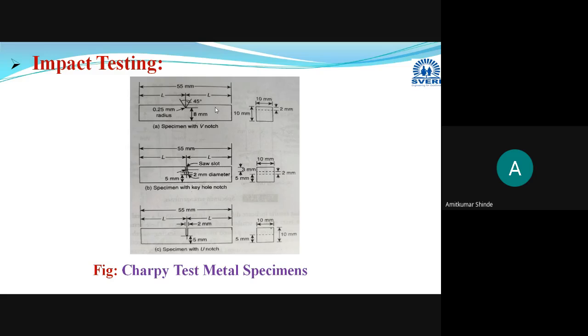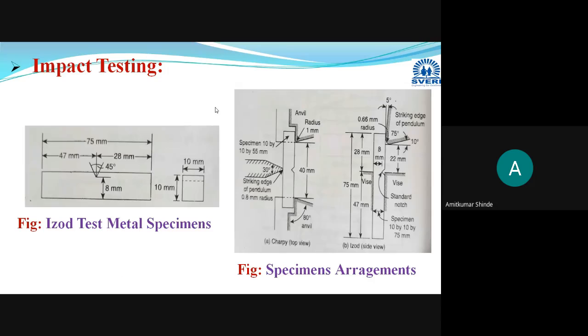This is the preparation of the specimen for the Charpy test. Now this is the specimen preparation for the Izod impact test. This will be your specimen again, a square cross section, or simply a square prism, having 10 millimeter thickness and 10 millimeter width, and its length will be 75 millimeter. And in this Izod impact test, only a single type of notch, the V notch, is used.